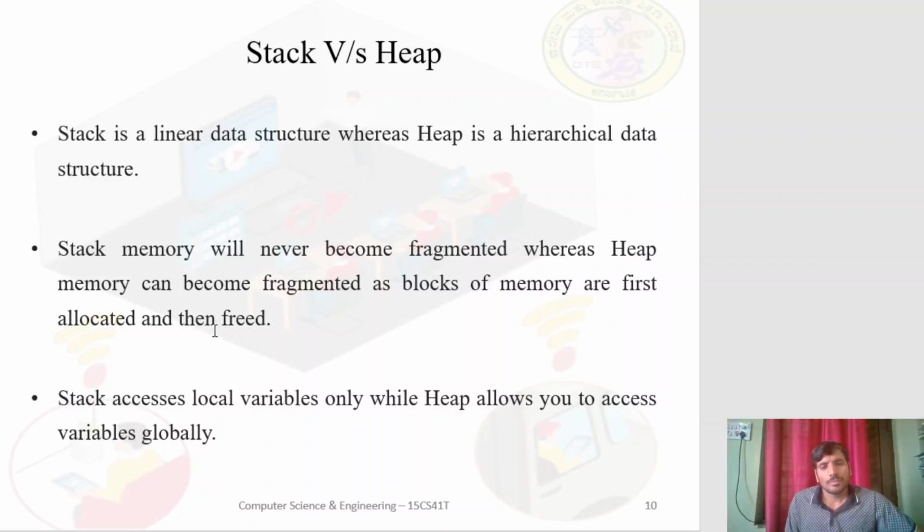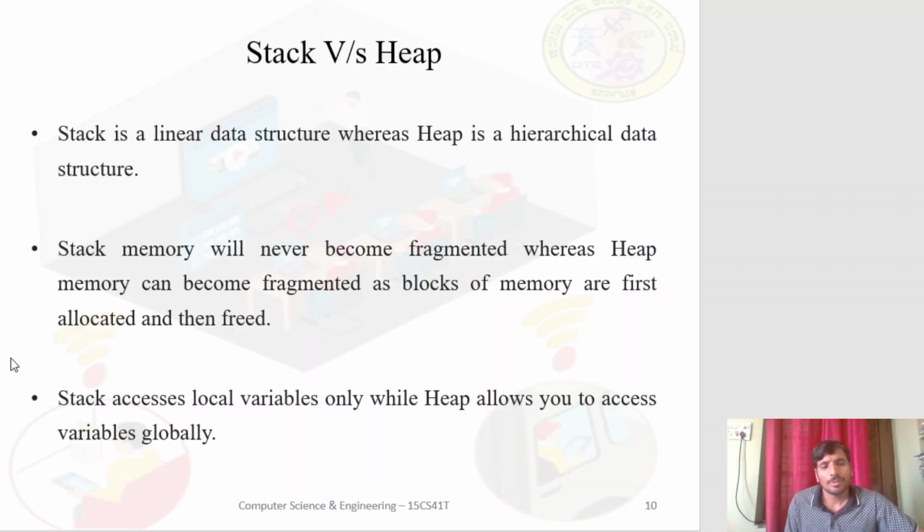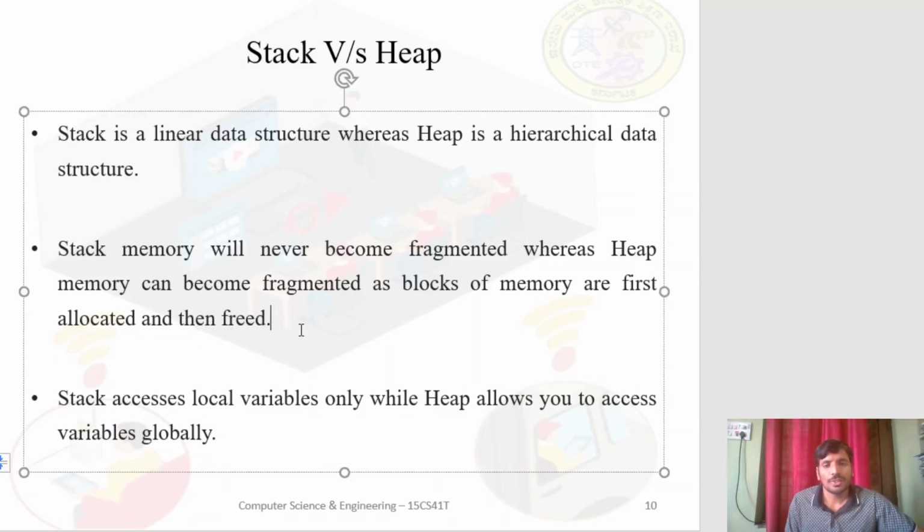So stack memory does not get fragmented, whereas in heap, memory can become fragmented as blocks of memory are first allocated then freed. We allocate as much memory as we need, and later we deallocate it. That is why fragmentation takes place in heap memory and it will not take place in stack memory. This is the second difference.